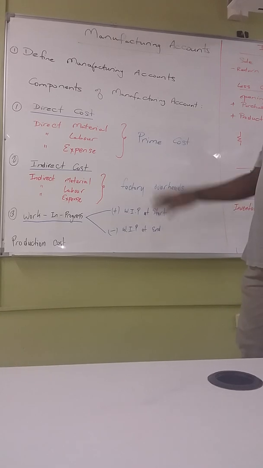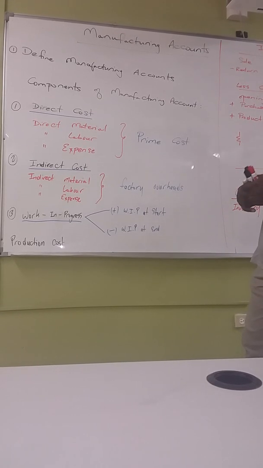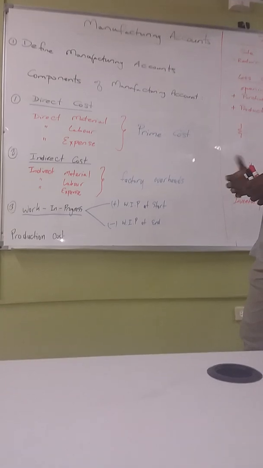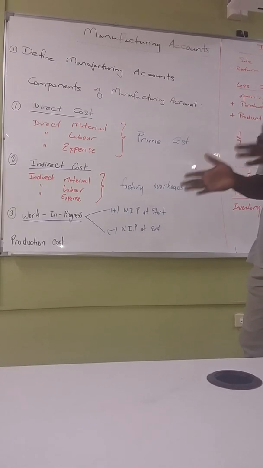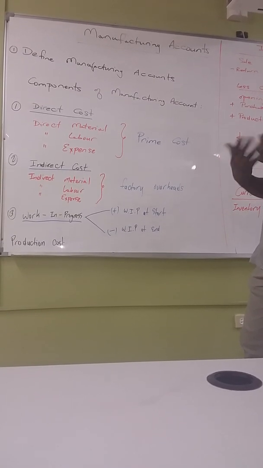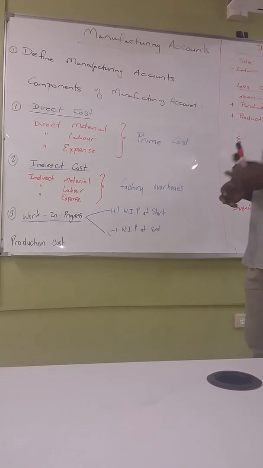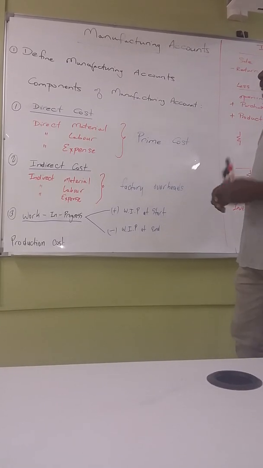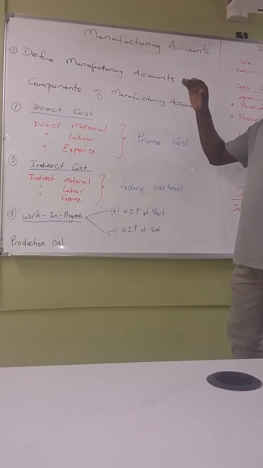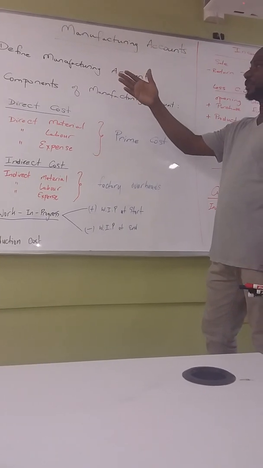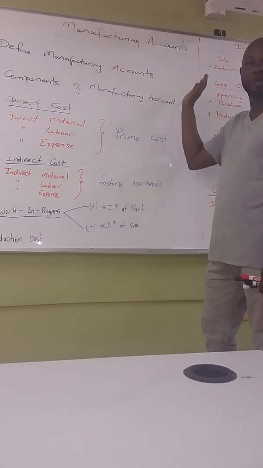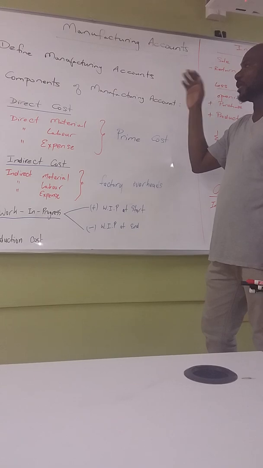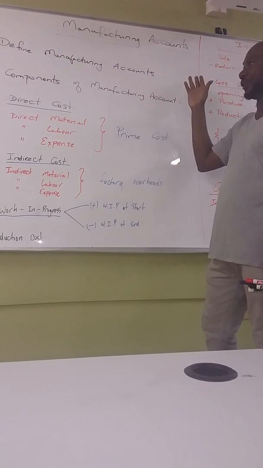We prepare a manufacturing account for industries that are involved in production, meaning that they're producing. They're converting goods from raw material to finished product. The statement that you would prepare for that type of industry is a manufacturing account, because they're making products. They're producing, so you prepare what is known as a manufacturing account.